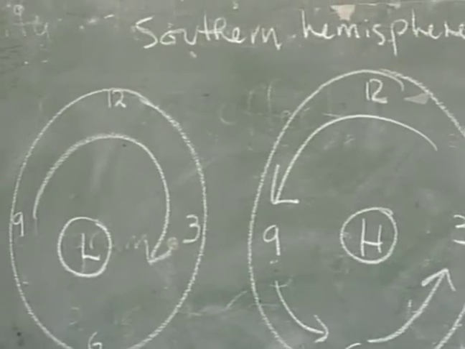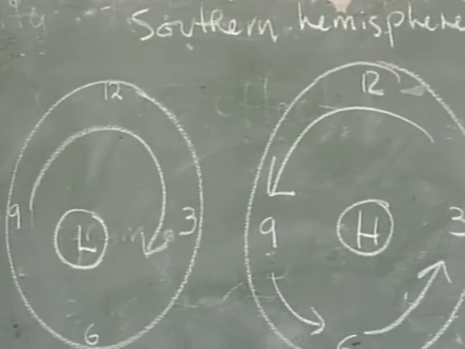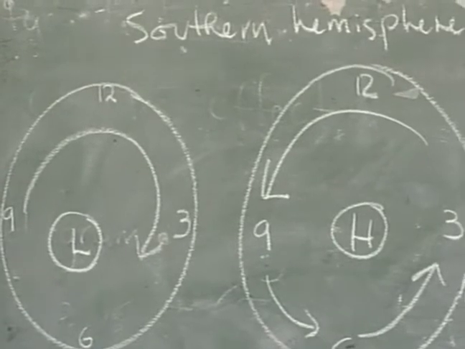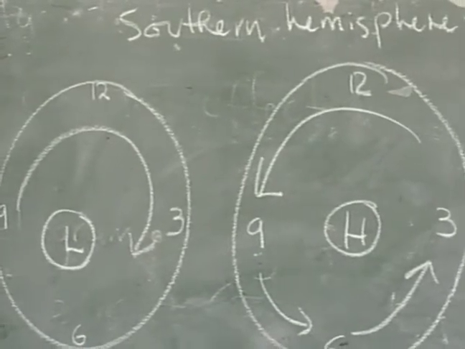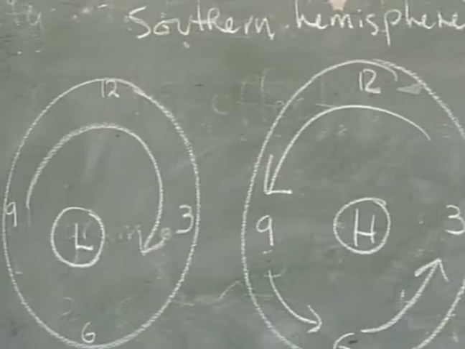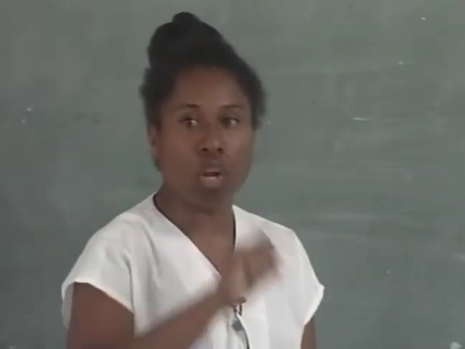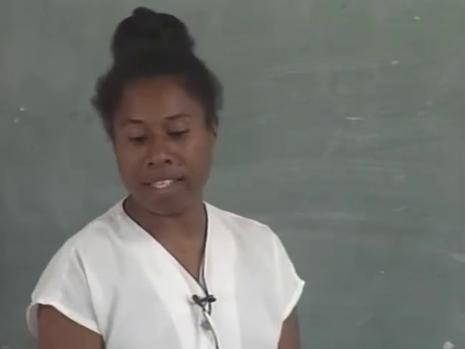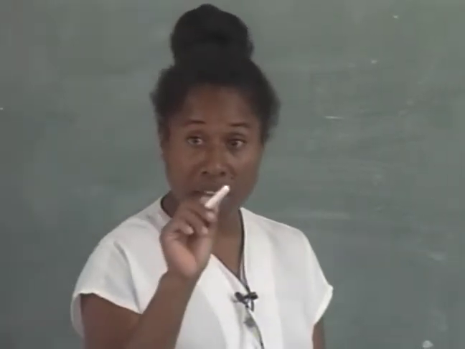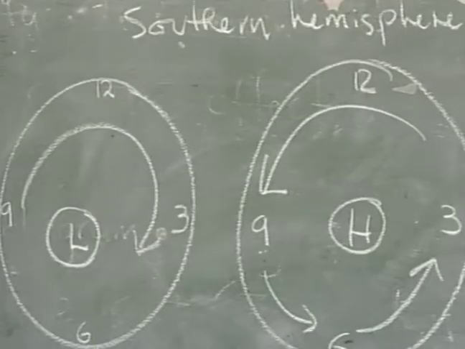We note that air will spiral into lows and spiral out of high pressure. In the southern hemisphere, where there is a low pressure, air will actually spiral into that low pressure in a clockwise direction. In the southern hemisphere, where there is the high pressure, air will spiral out of that high pressure in an anti-clockwise direction. We understand this? Okay, we move on.